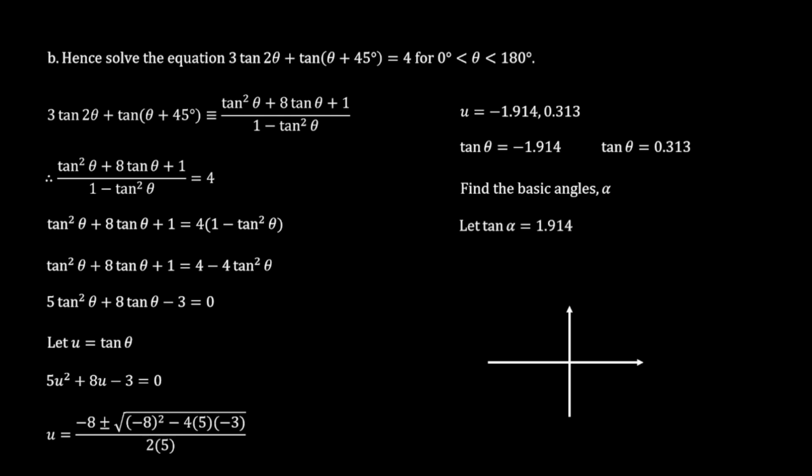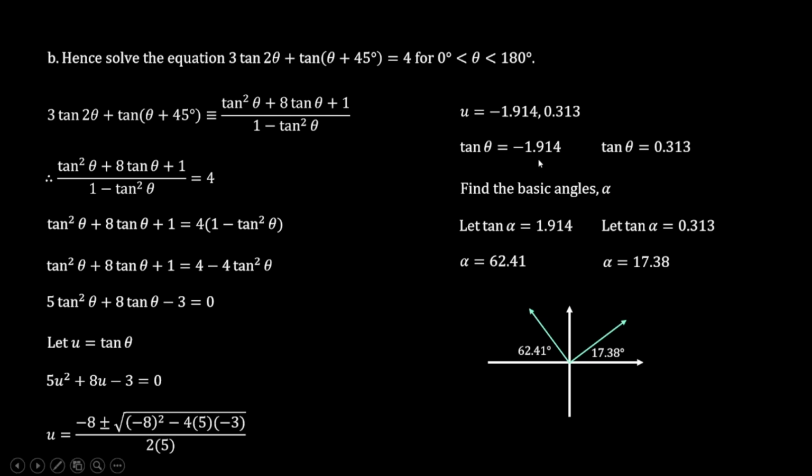First, let tan alpha equal 1.914. And by calculation, alpha will be 62.41 degrees. This is our first basic angle. Now let tan alpha equal 0.313. Alpha here then will be 17.38 degrees.